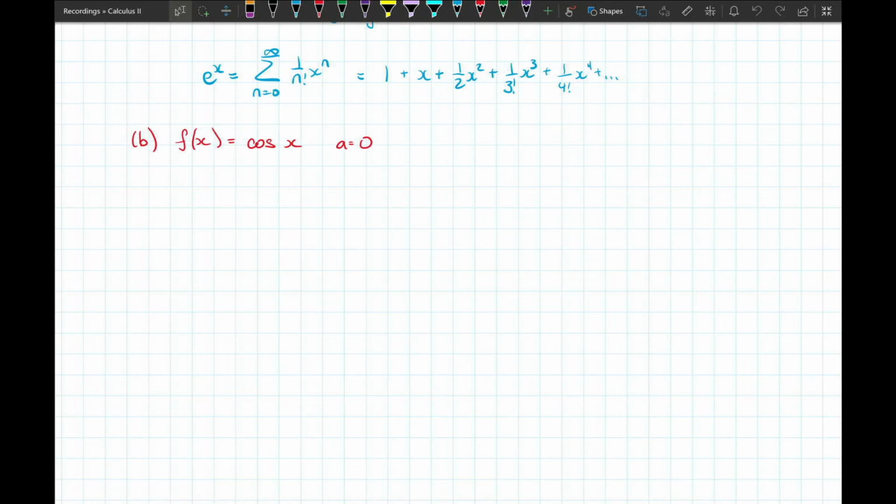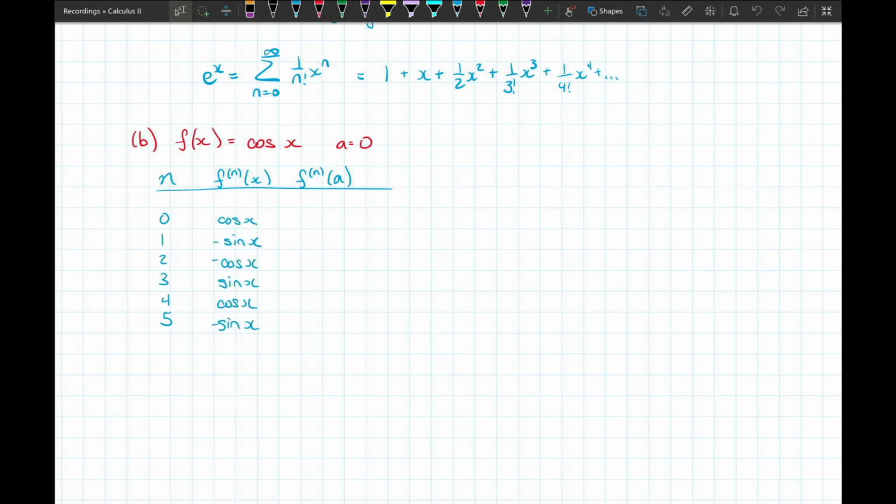This time around, it's going to be very useful to set up that table of the derivatives of cosine x because they're not always the same like they are with e to the x. So we'll make one column for n, and we'll take a look at the nth derivative, and we'll evaluate them all at 0, which is our value of a in this case.